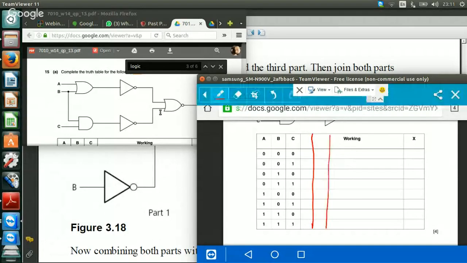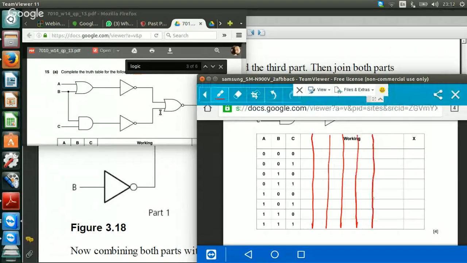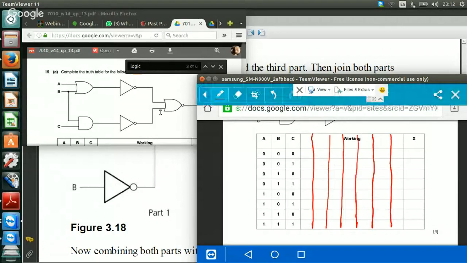You're definitely not going to use the red pen. You're going to use blue or black. I recommend you use the pencil first. When you're sure with your answers, you can later complete it with your ballpoint pen, and you can just rub out the pencil.